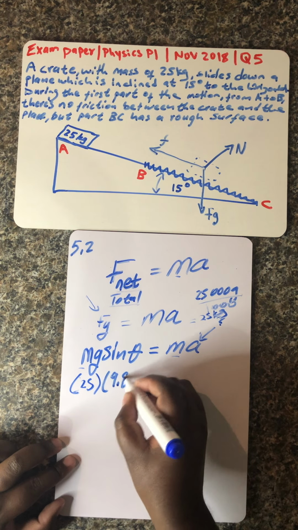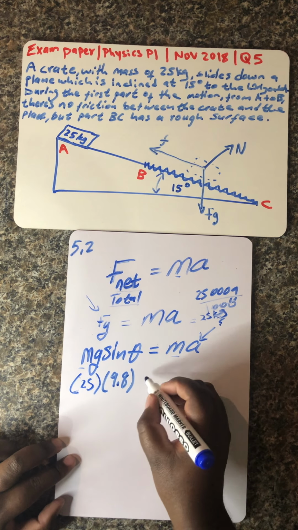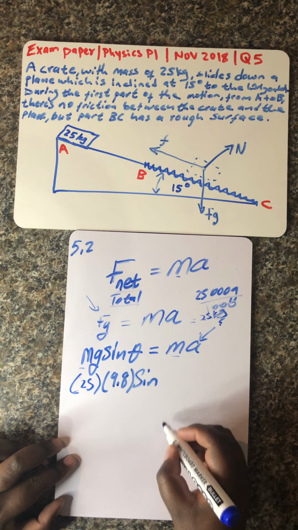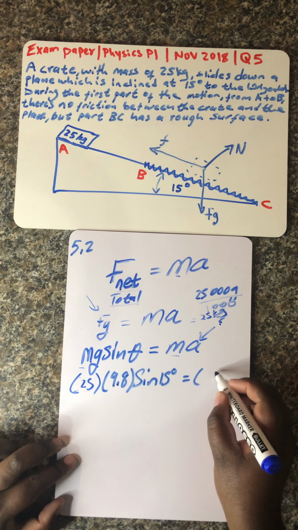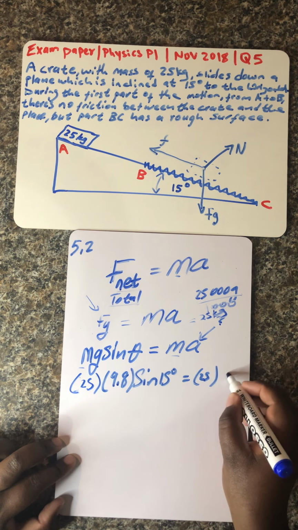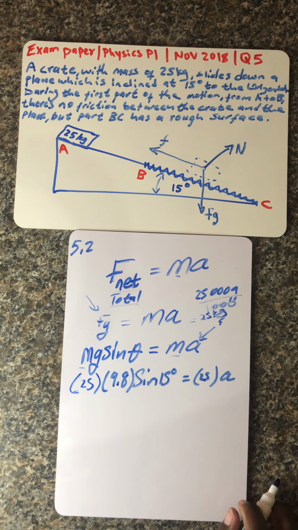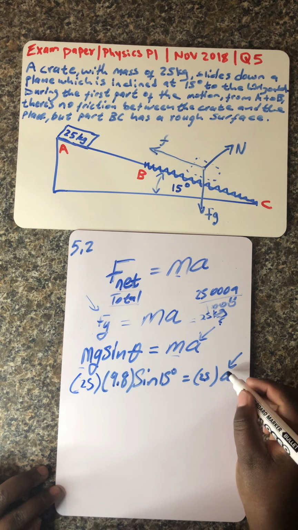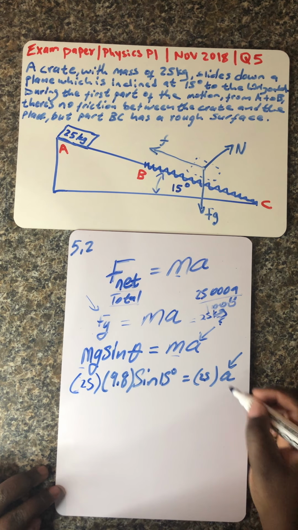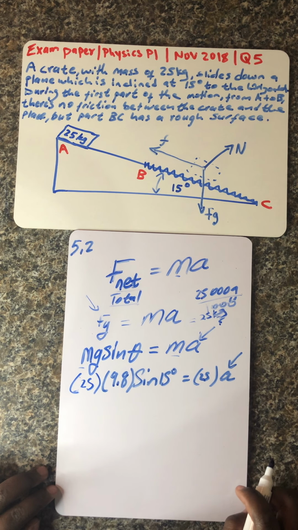So now, guys, have we got g? g is 9.8. Sine theta, what is the angle? The angle is 15 degrees, which equals mass. Mass is 25. Acceleration is exactly what we're looking for. Guys, this thing is called acceleration. If it's not acceleration, it's what? What is the opposite of acceleration?